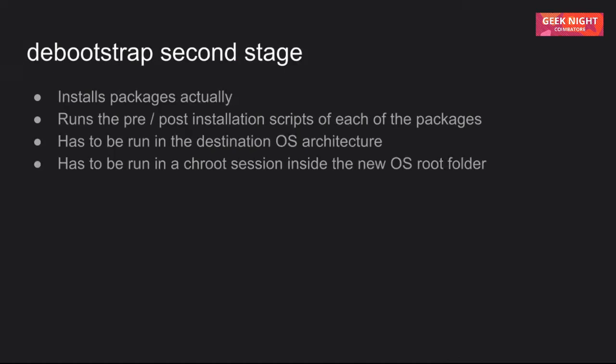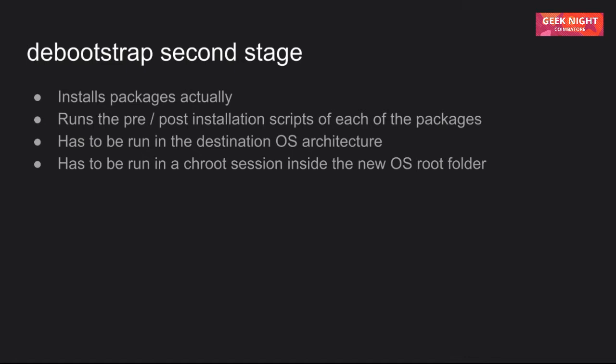Okay, coming to the second stage. In the first stage, the packages were downloaded and just put together in a rootfs. The second stage is where the packages will actually get installed and the scripts are run. Some information about the debootstrap second stage: it needs to be run in the destination OS architecture, as we have seen already, and it has to be run in a chroot session inside the new OS's root folder.